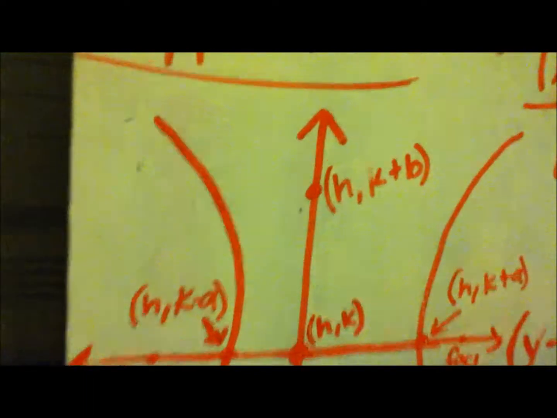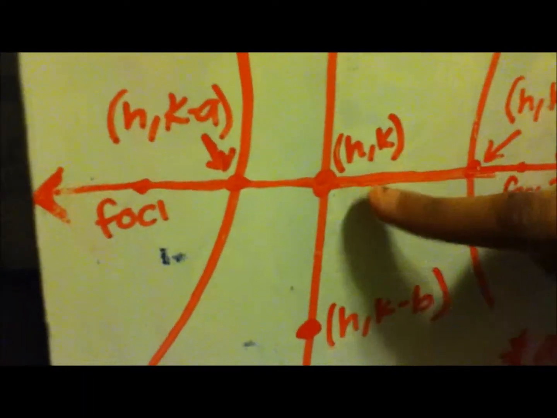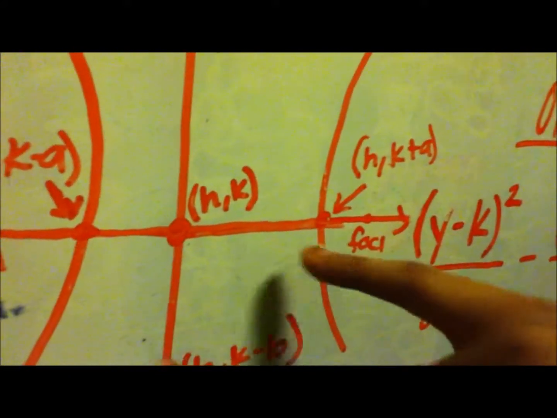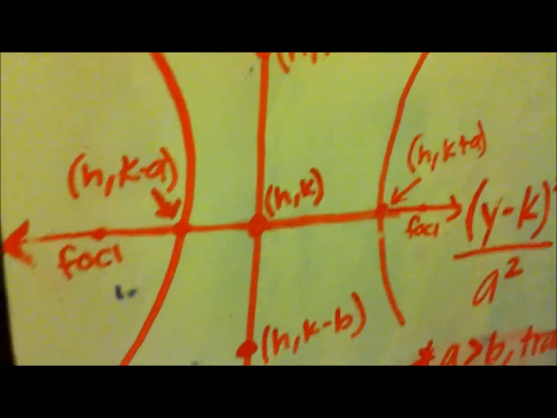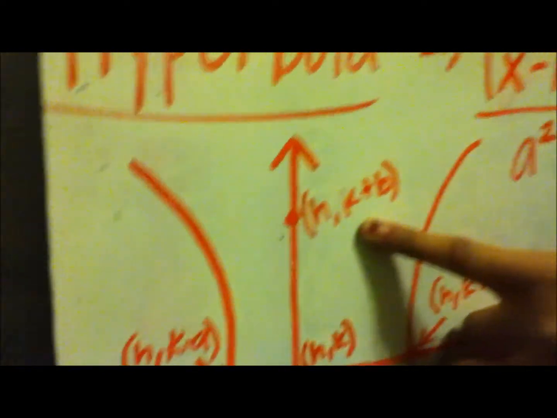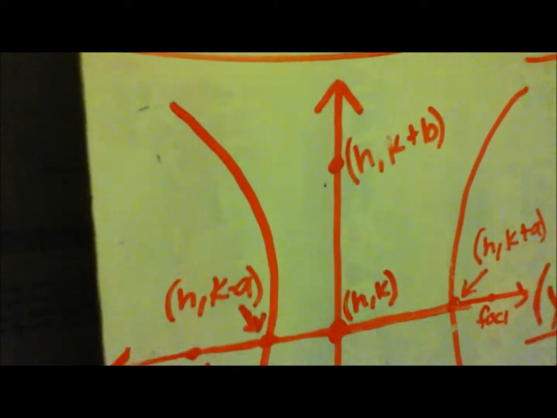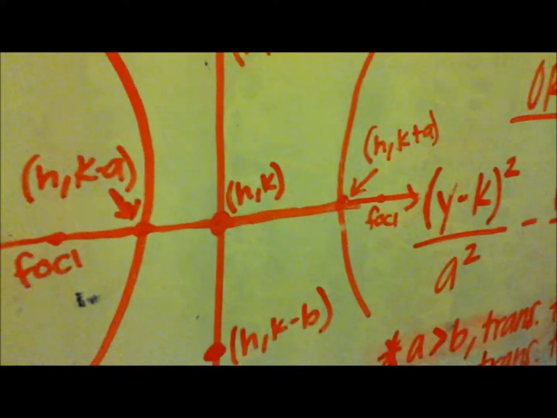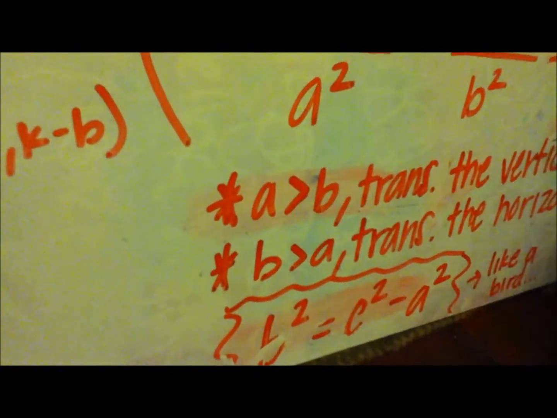Right here is a basic example of a hyperbola. h and k represent the center. These are both vertices, and it depends on a. The foci are within the hyperbola. You know how ellipses go inward? It's basically like an ellipse, but hyperbolas are going outwards. And then here, these are 2 points, but these are represented by b in the equation. So, when it comes to figuring out what a or b is, you can use this equation called b squared equals c squared minus a squared.